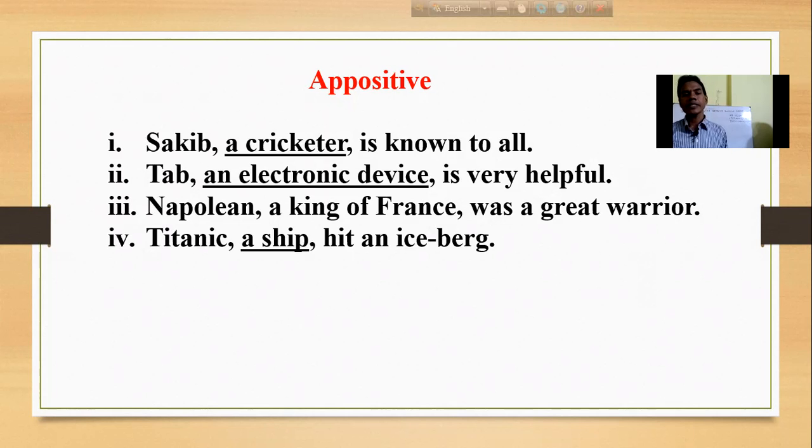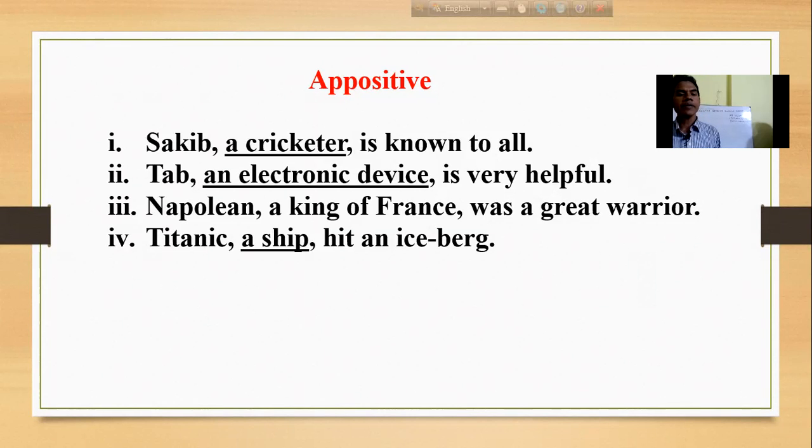Here we find, Sakib, a cricketer, is known to all. Here Sakib may be of different persons, but whom do I know? Sakib, the cricketer. Here, a cricketer gives extra information about Sakib. So cricketer is also a noun, Sakib is also a noun. So a noun gives extra information about a noun. It is called appositive.